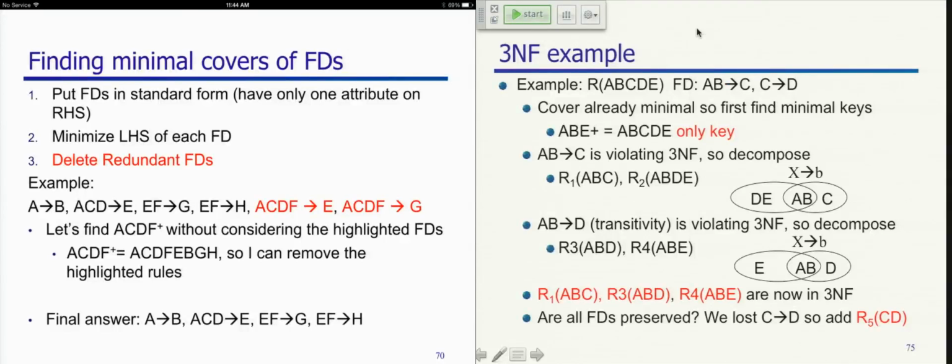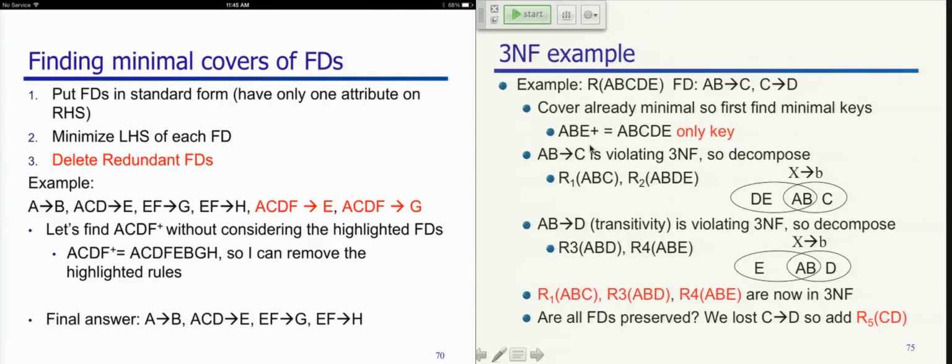Okay, so my rule says if I have X gives you B, for this to be 3NF, either X needs to be a superkey, or B is part of a key. Okay, so these are the two rules that I have. This is what I'm going to consider every time I look at each of these.